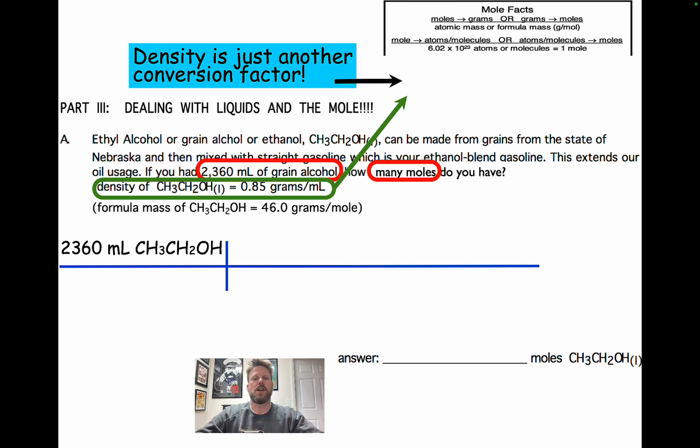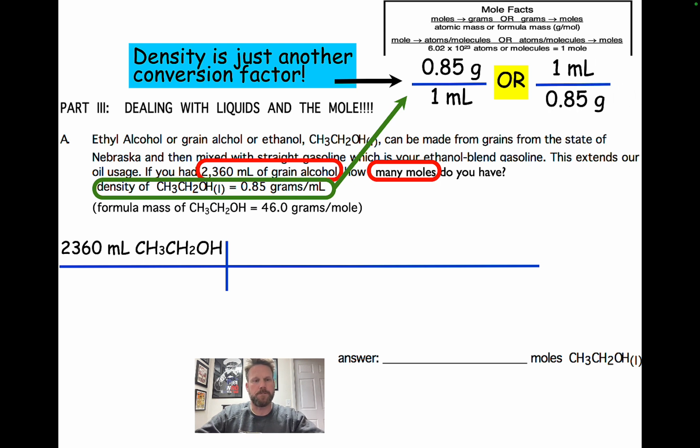In this case, there are 0.85 grams of ethanol in 1 milliliter of ethanol. This conversion factor can be written two ways: 0.85 grams per 1 milliliter, or 1 milliliter is 0.85 grams. We were given 2,360 milliliters to start, so we can use the density to convert from milliliters to grams. Then, to solve the problem, we can use the molar mass of ethanol to convert from grams to moles.